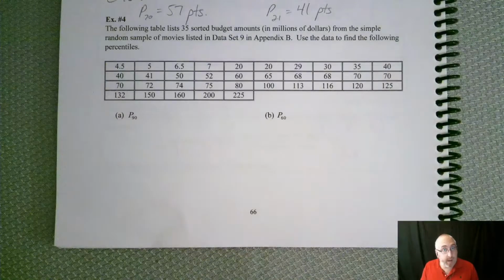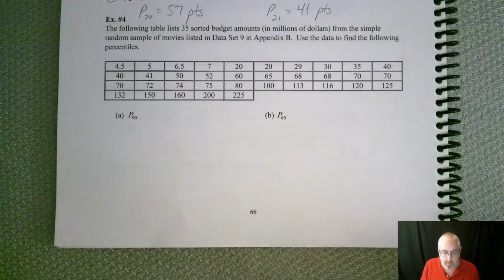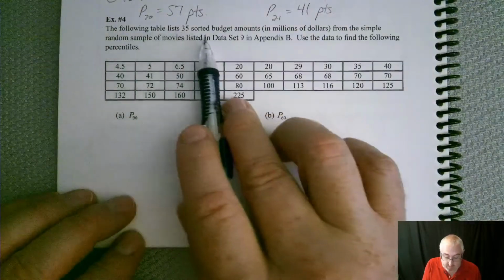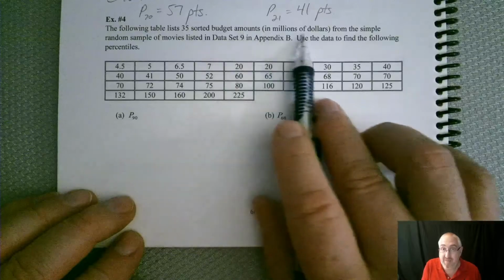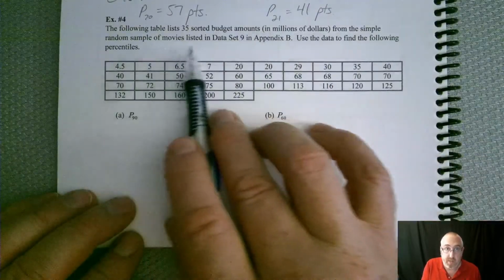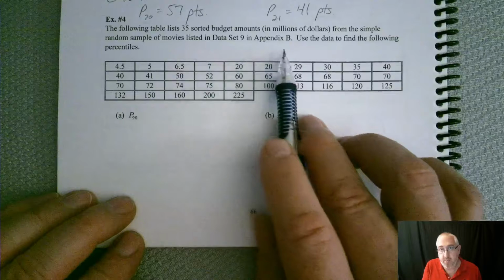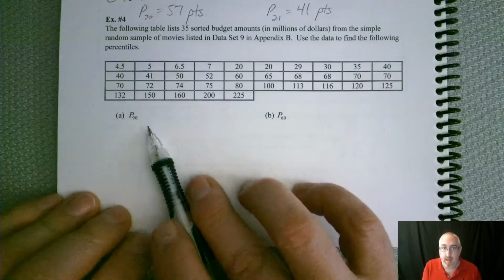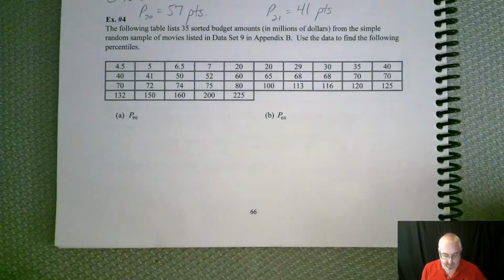All right, welcome back. So now we're going to jump into a brand new example that looks at percentiles, and we'll just reinforce the process. So now we have a table that lists 35 sorted budget amounts in millions of dollars from the simple random sample of movies listed in Data Set 9, Appendix B. Use the data to find the following percentiles. So we want P90 for this data set.